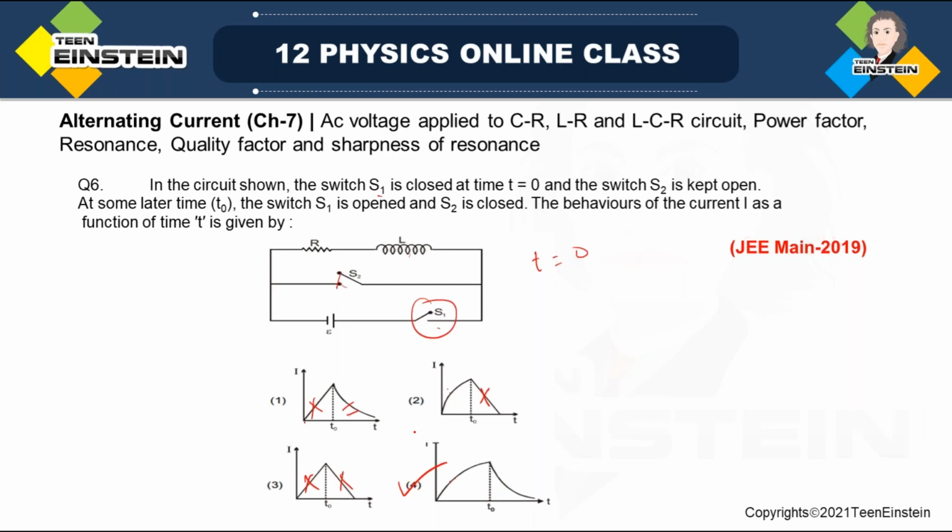I'll repeat the answer. Since the current is increasing in the circuit exponentially, as soon as you open this and close this and try to measure the current, the current will decrease exponentially. So both sides it will be exponential, like this and like this. So this fourth option will be the correct answer for this question.